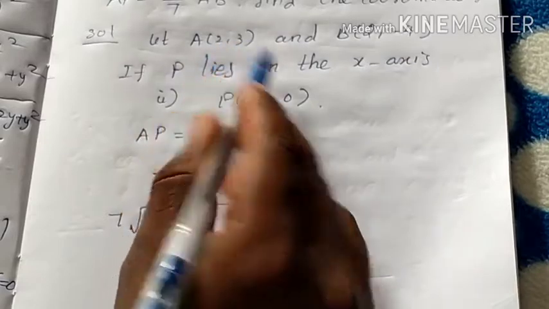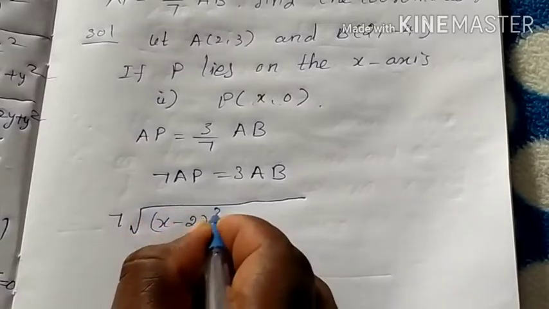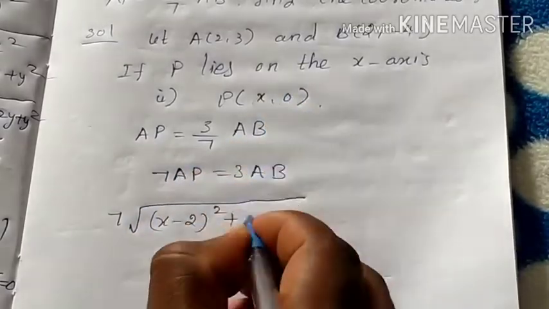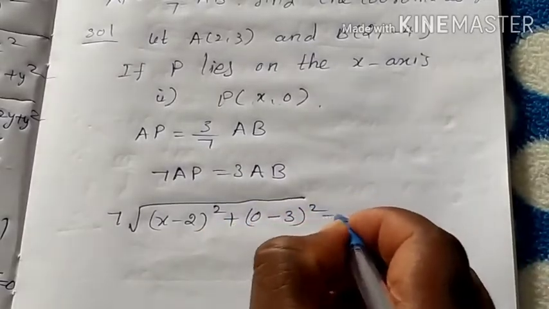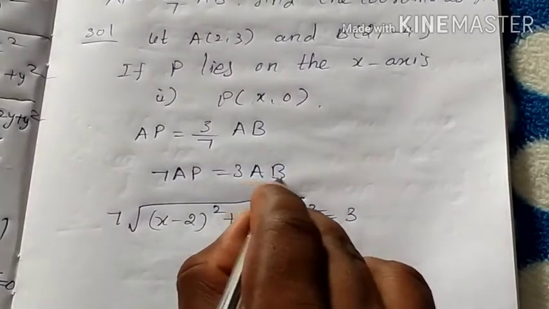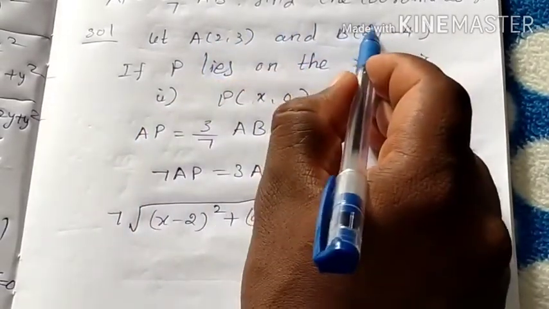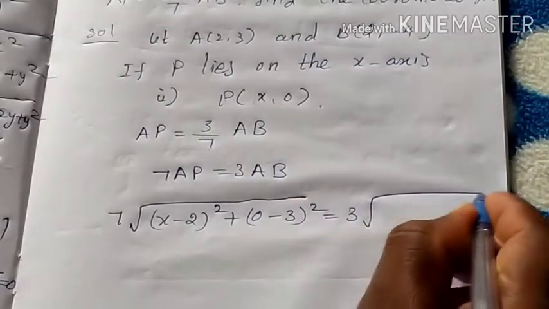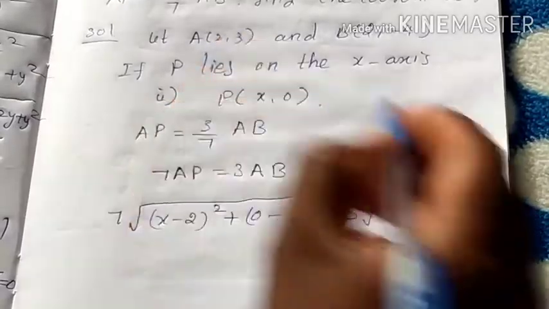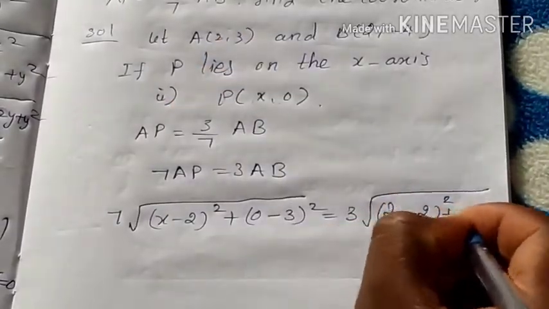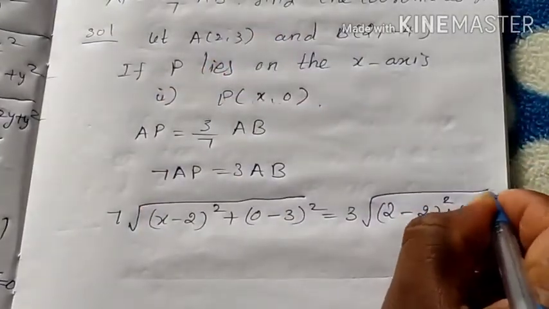This is (x1, y1), (x2, y2), so x2 minus x1, so (x - 2) whole square plus y2 minus y1, so (0 - 3) whole square, is equal to, in the same manner, 3 into the distance between the point A and B. So now consider A and B, (x1, y1), (x2, y2). The square root of (2 - 2) whole square plus (y2 is -4, y1 is 3) (-4 - 3) whole square.